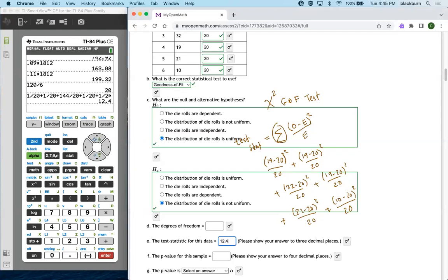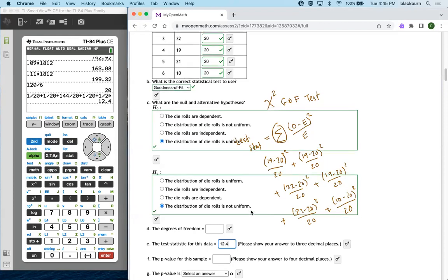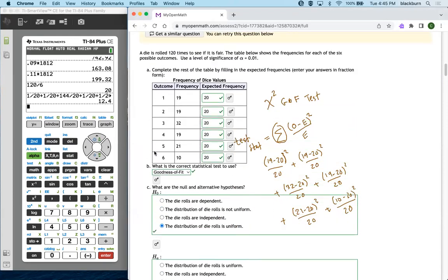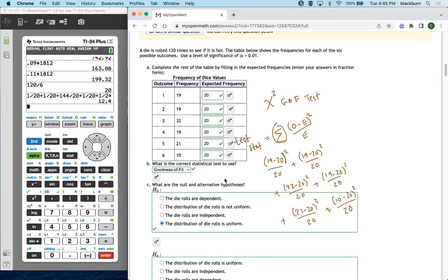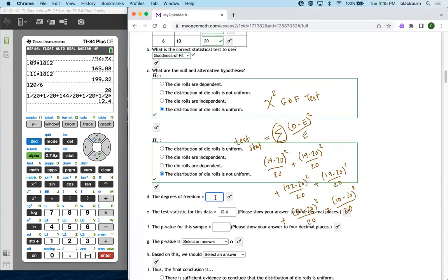Now the degrees of freedom shows what the shape of the curve is going to look like on the chi-square distribution. We have 6 different possibilities for my outcome here. So my degrees of freedom is always 1 less than the number of outcomes you can get. So my degrees of freedom here is going to be 5.